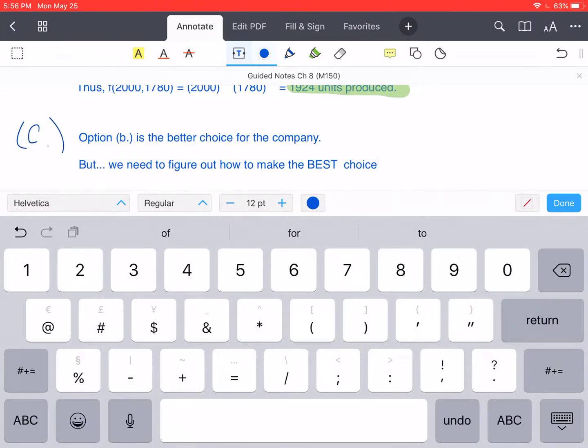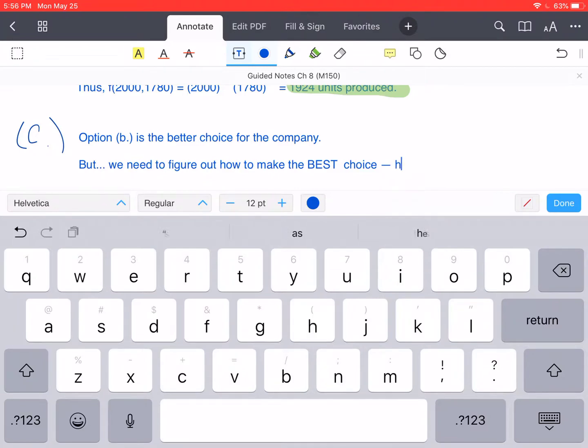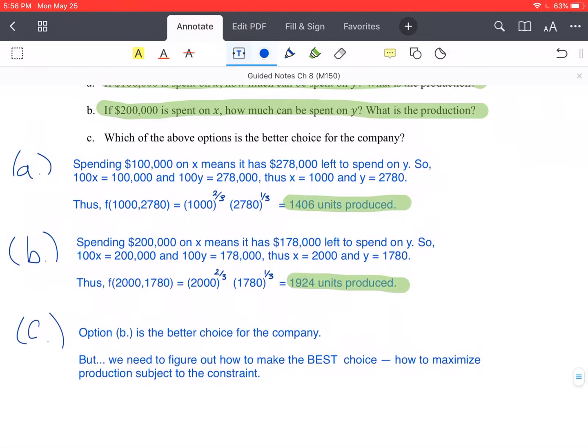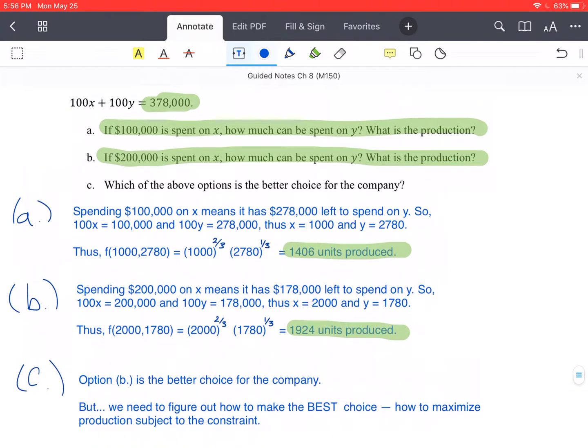Okay. Which means we need to figure out how to maximize production subject to the constraint. Okay, so not only which option is better, but we don't know that 1,924 units being produced is the best way for them to maximize their production. There could be other amounts of production that actually are greater than that. But we won't know that unless we can actually maximize this value subject to our constraint.